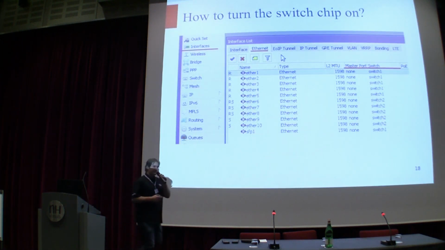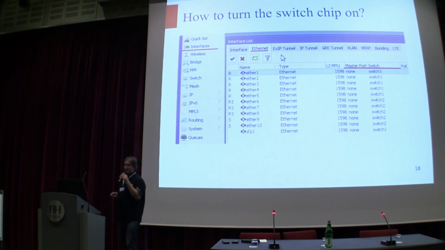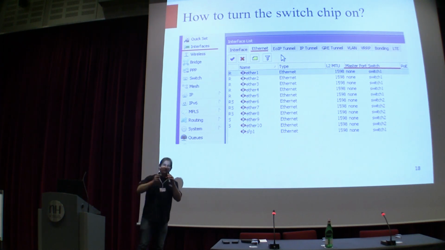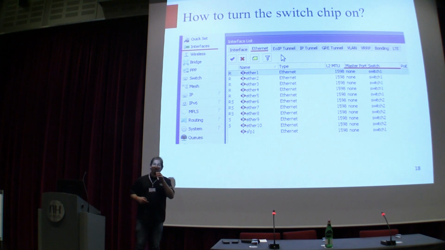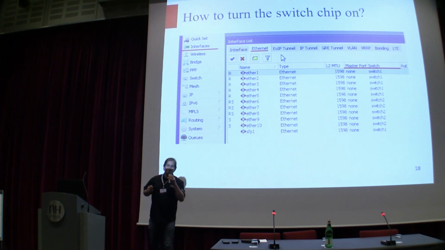And how do I turn it on? Assuming that the configuration of the RouterBOARD is blank, there is no default configuration, I just open the interface's Ethernet menu and look for the 2 columns. The switch column is read-only. This is the information for me, which of the interfaces belong to what switching chipset. So for RouterBOARD 2011, again, I have Ether 1 to Ether 5 and the SFP port belonging to switch 1, and the rest, Ether 6 to Ether 10, belonging to the switch 2 group.